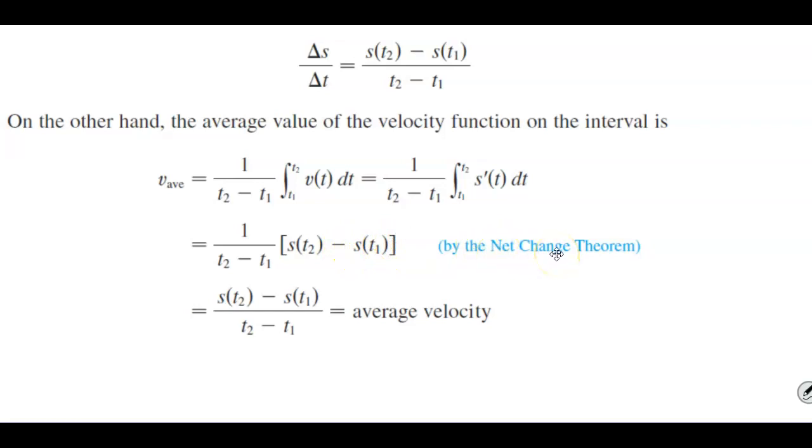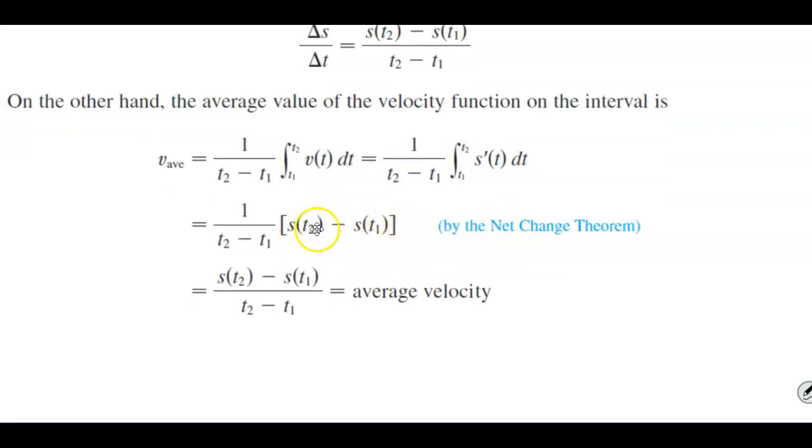and that's by the net change theorem. And therefore you can see that this times 1 is in the numerator, and the denominator becomes t2 minus t1, which brings you back to the average velocity.